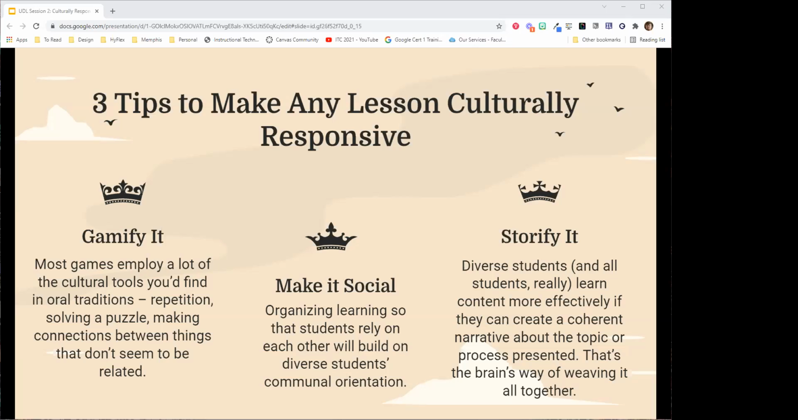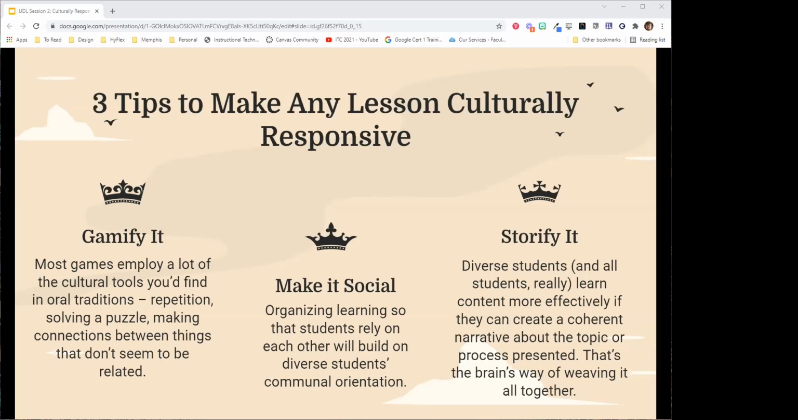An easy thing to do is to start making learning more social based. So instead of it becoming a lecture where it's a one-way interaction, it becomes a 2 or 3-way interaction where students are responding back to the instructor and students are responding to each other. This is where we organize our learning so that students rely on each other, and it builds diverse students' communal orientation. That's one of the main indicators of success in an online classroom, where students are able to have a social presence where they can connect with each other and build on the learning of each other.